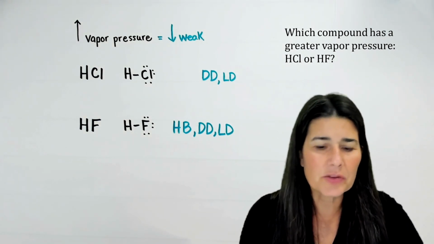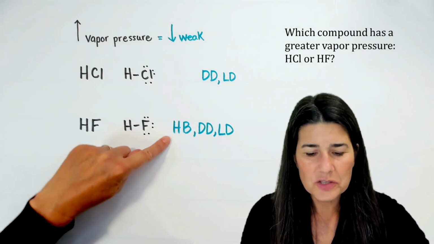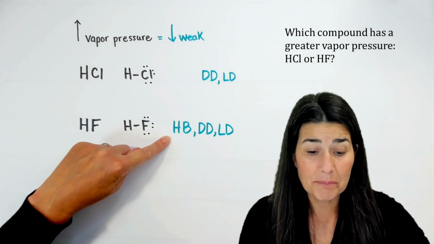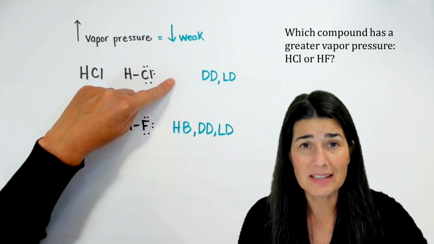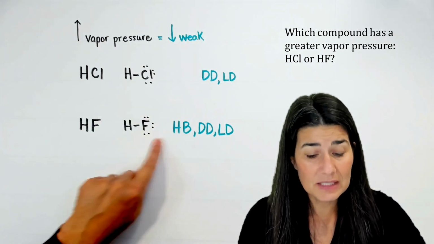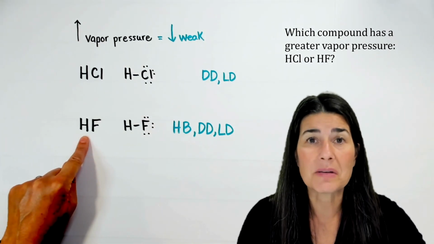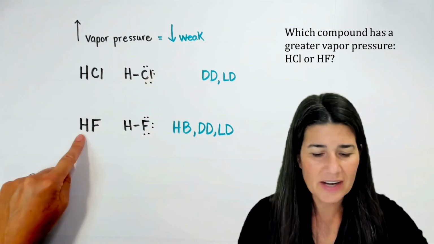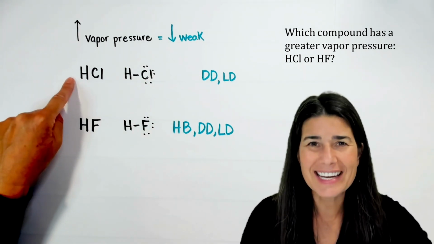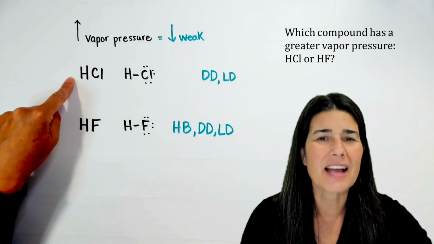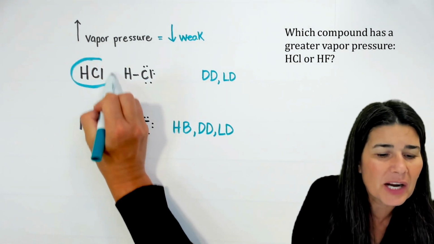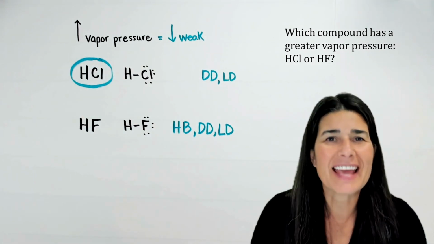Now, if you compare those two interactions, hydrogen bonding, dipole-dipole, and London definitely trump dipole-dipole and just London. Now remember, this must be the stronger interaction, but we're looking for the weaker interactions. We're not going to pick the strong one. We're going to go ahead and pick the molecules that are held together more weakly, and therefore the higher vapor pressure is going to come from the HCl.